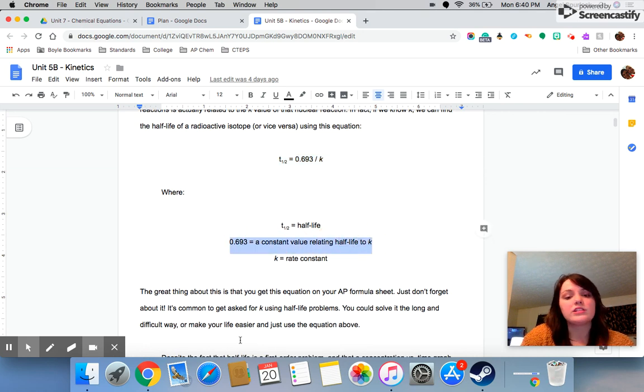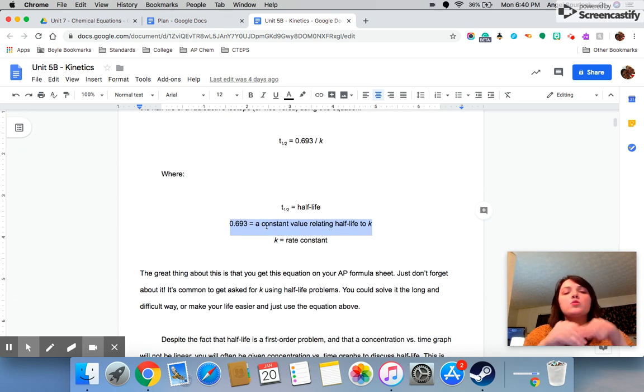0.693 is a constant value relating to the half-life. If you really want to see how it's derived, I have some papers that can show you that. You are given this formula. So just understand that if they're asking you to find the half-life of something and you don't have a lot of information about it, but you do know K, then you can find half-life. Or if you can solve for K, you can solve for half-life. Similarly, if you know half-life, you can solve for K, right?